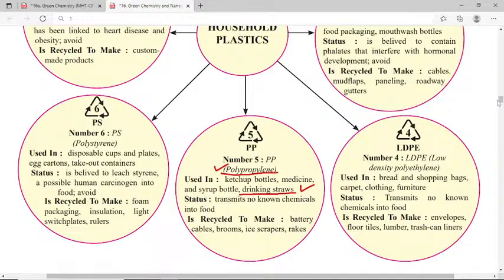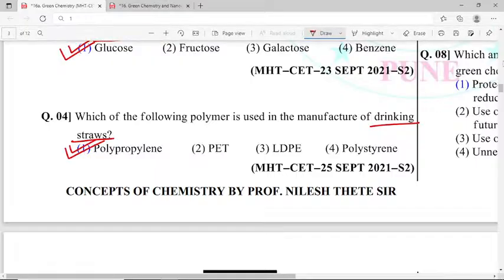Name the polymer obtained from the drinking straw. Polypropylene. Clear? Everyone get it? This is very important. Next question.